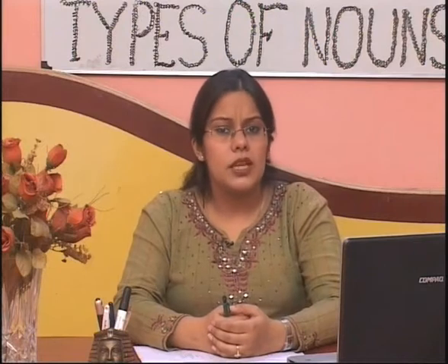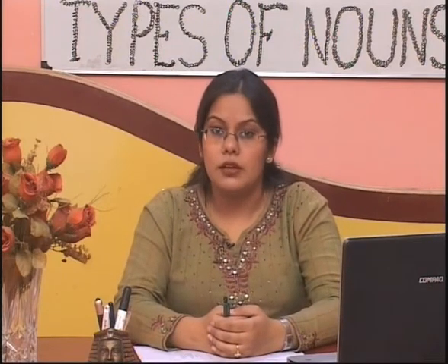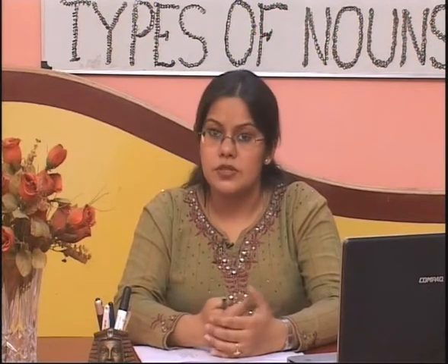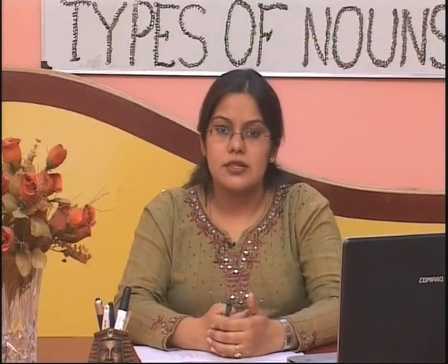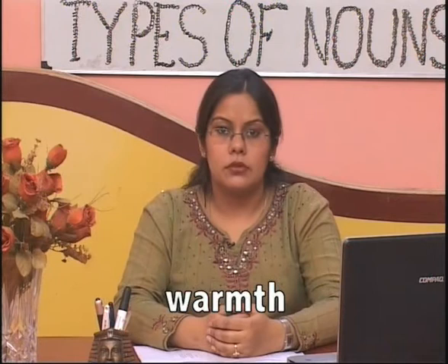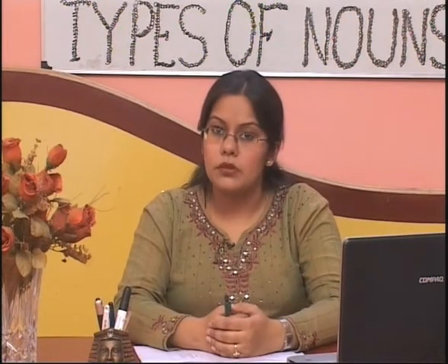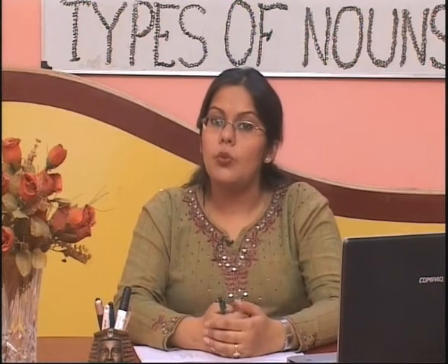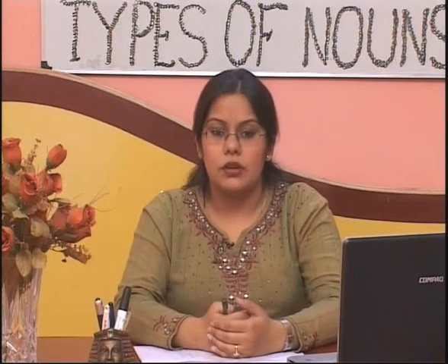Now there are so many things around you which you cannot touch, but you can only feel or you can only express. Those things are grouped under abstract nouns. For example, warmth. Now can you touch warmth? Can you see warmth? No. So we group warmth as an abstract noun.